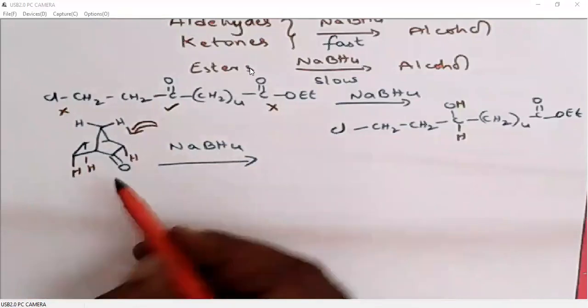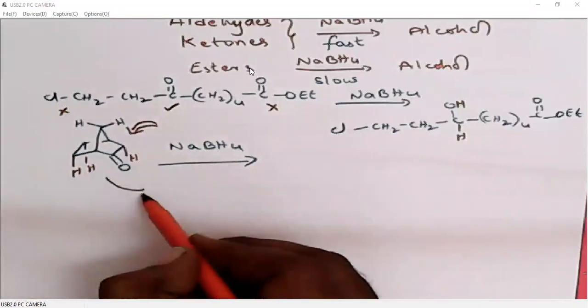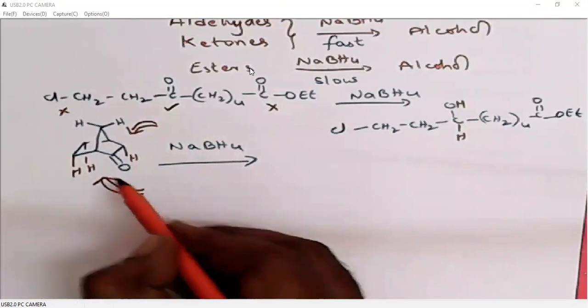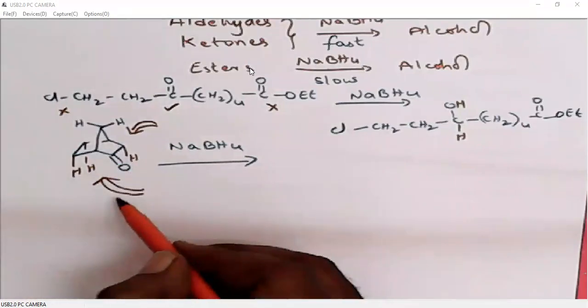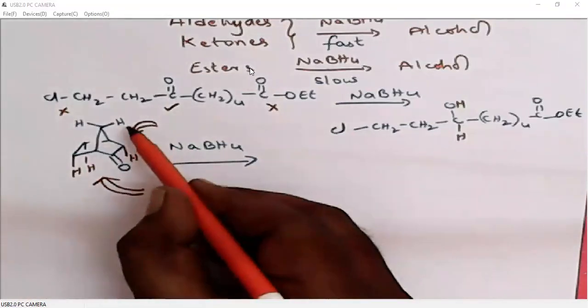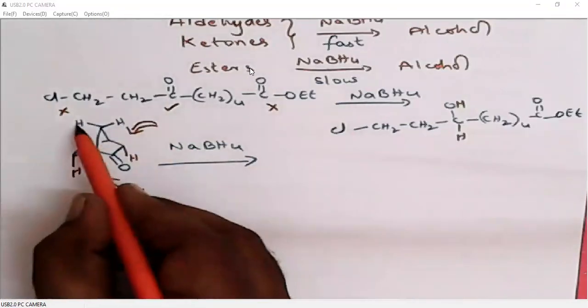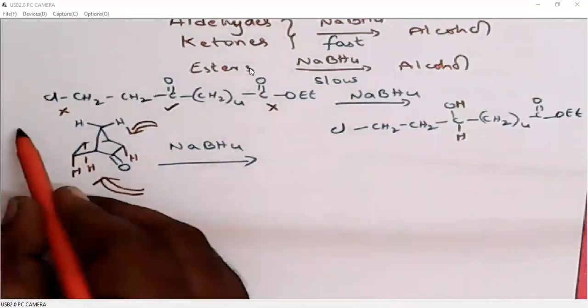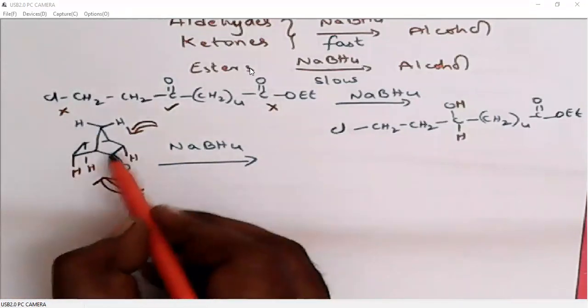So when the sodium borohydride wants to approach this carbonyl from below the plane, these three hydrogens are creating steric crowding, whereas from above the plane there is only one hydrogen, and this hydrogen is not really creating steric crowding because it is on the other side of the carbonyl, right?